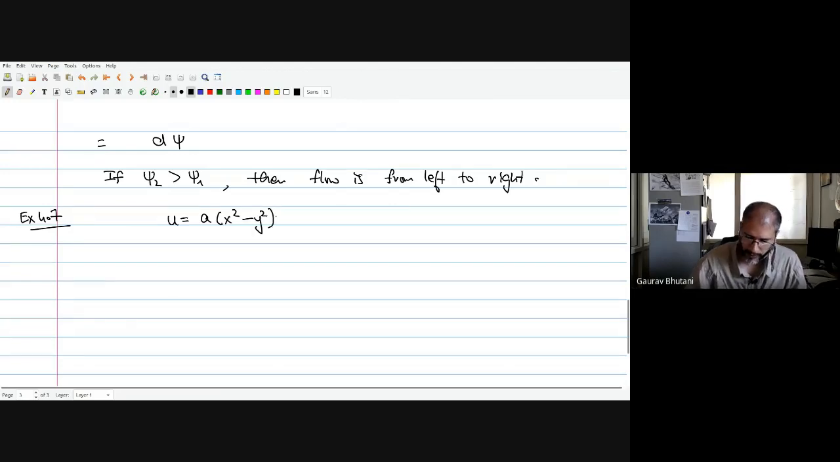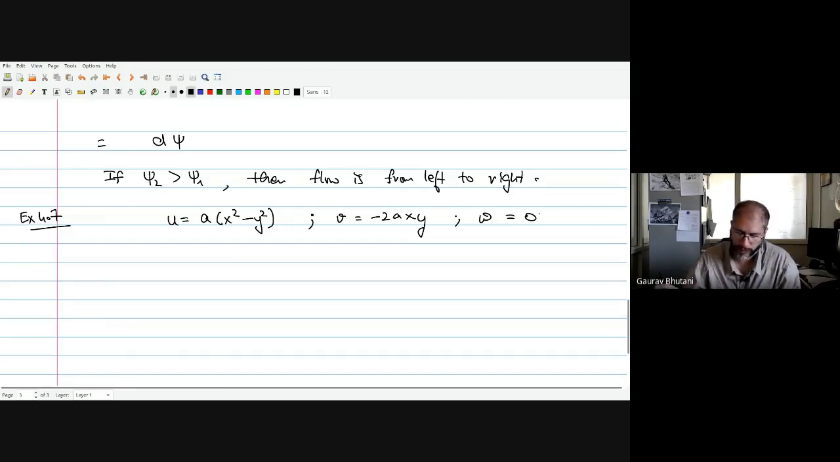So the x component of velocity, which is u, is some constant a times x squared minus y squared, and the v velocity is minus 2axy. W velocity is 0. So it's a two-dimensional flow field. There is no velocity in the third direction.